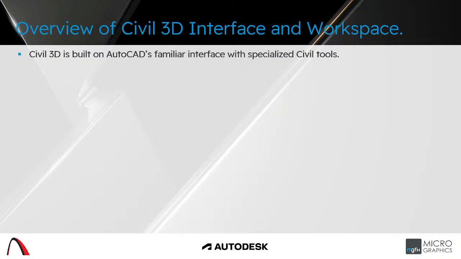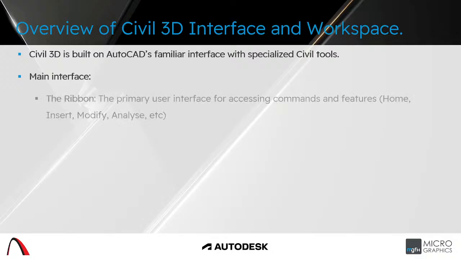Like I said, it does have a familiar AutoCAD interface. So some of the functions within AutoCAD will still be part of Civil 3D, which is what I will show once I have opened Civil 3D. The main interface for Civil 3D includes the following. Firstly, we have the ribbon, which is the primary user interface for accessing commands and features within Civil 3D.